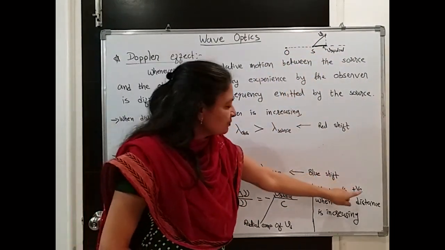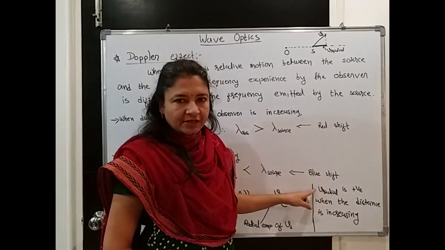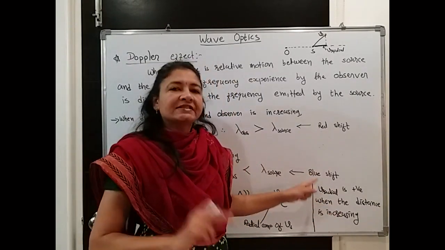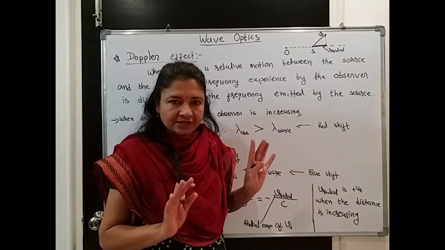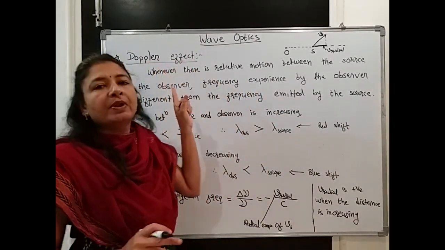V radial is positive when distance is increasing. You have to remember this thing. V radial is positive when distance is increasing. V radial is negative when distance is decreasing. Clear? So this is all regarding Doppler effect.